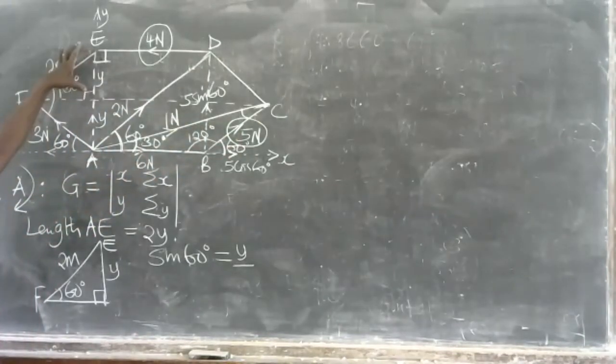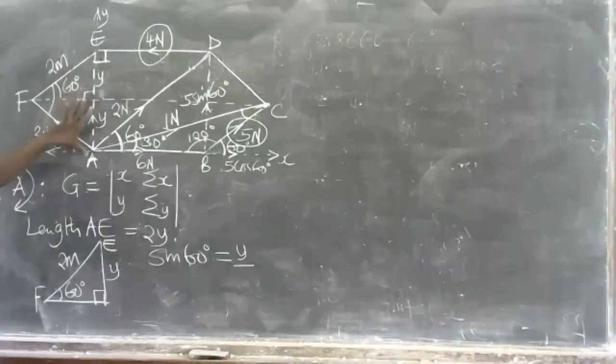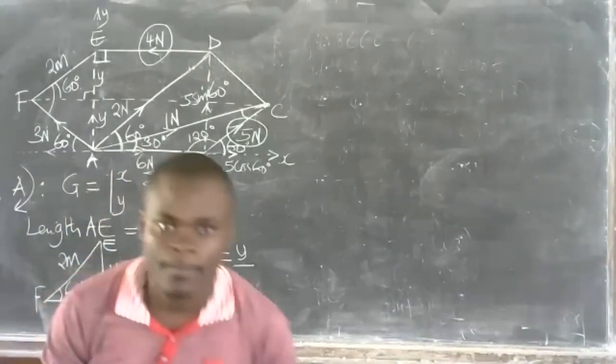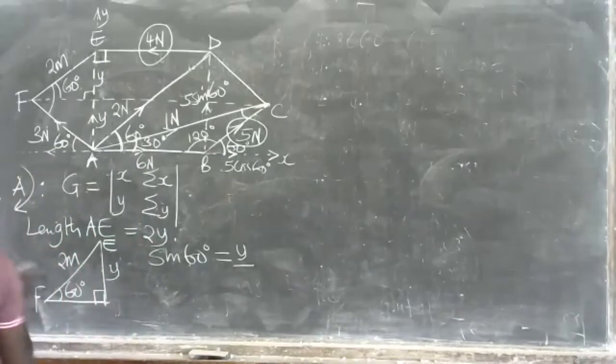So if I can get halfway, then I'll multiply by 2 to get length AE. So we need length AE. Have you seen that? We need length AE.